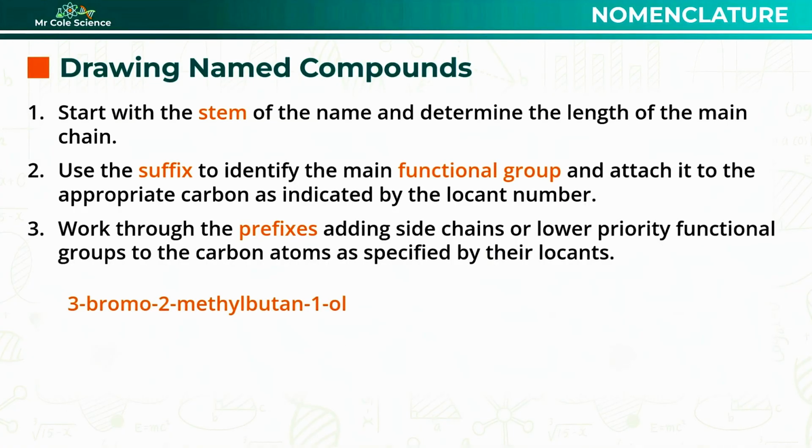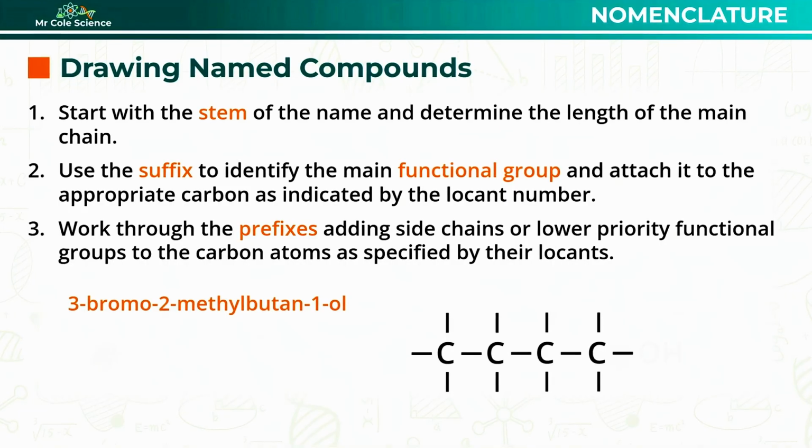3-bromo-2-methyl-butan-1-ol as one final example, I look at the stem, but. This tells me there are 4 carbon atoms, and because of the an, I know they're all joined by single bonds. The suffix ol tells me it's an alcohol, and so I need a hydroxyl group, and because of the 1, it needs to go on the first carbon in my chain. I'm going to start numbering from the right hand side, making that carbon number 1, so I add the OH group onto my first carbon.